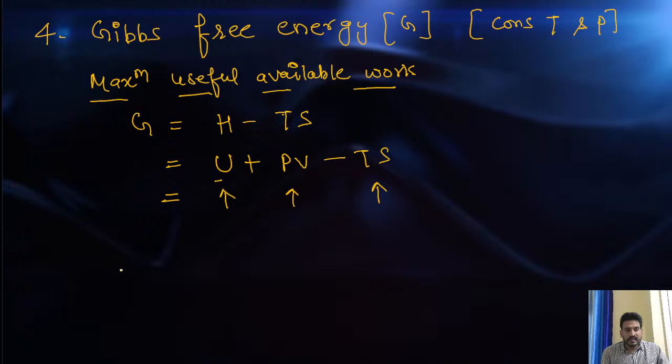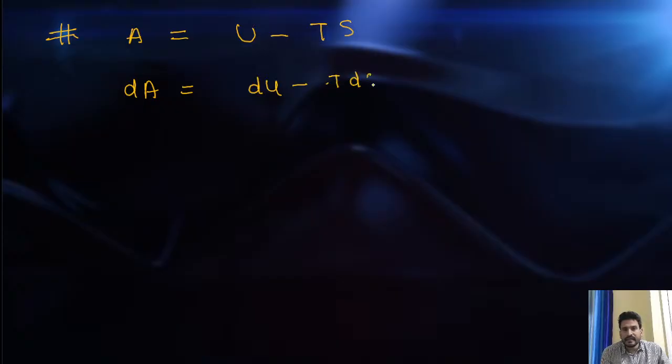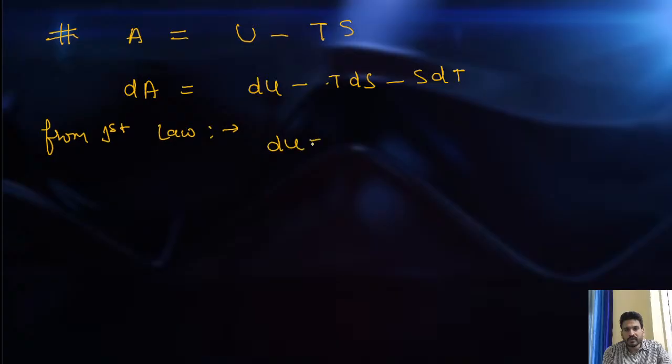Now, see, Helmholtz free energy A is equal to U minus Ts. If I write this equation in terms of differentiation, dA is equal to dU minus T dS minus S dT. Yes, clear? Is it clear to you? If we talk about the first law, then from the first law we can say that dU is equal to delta q minus delta w.